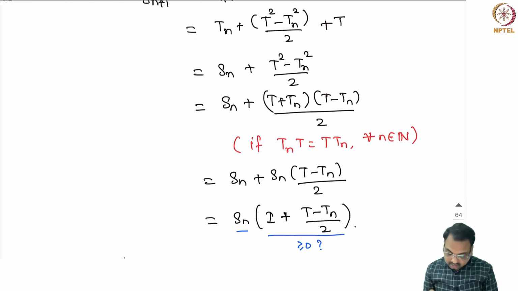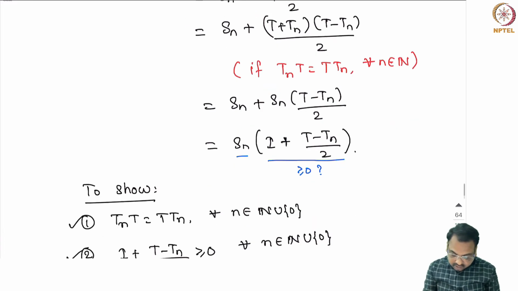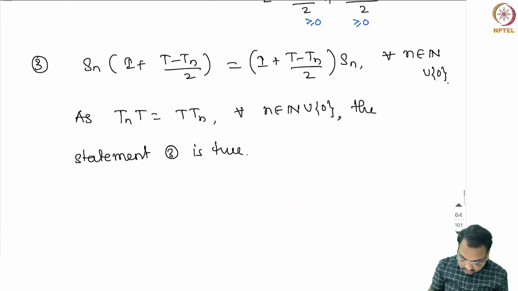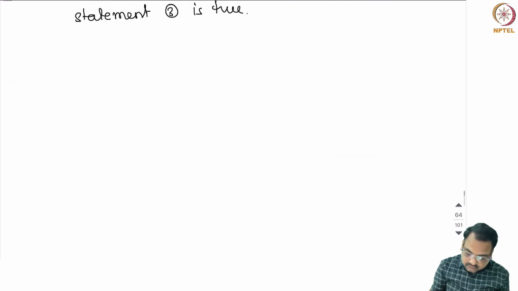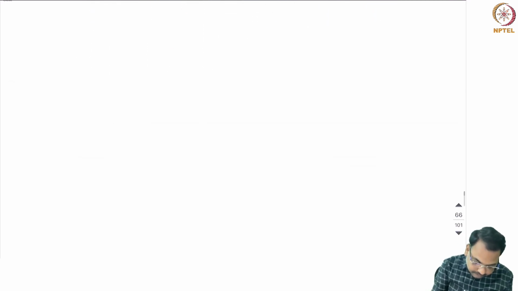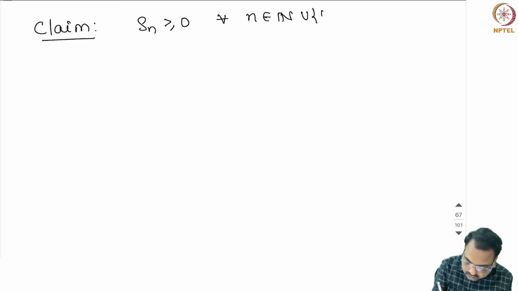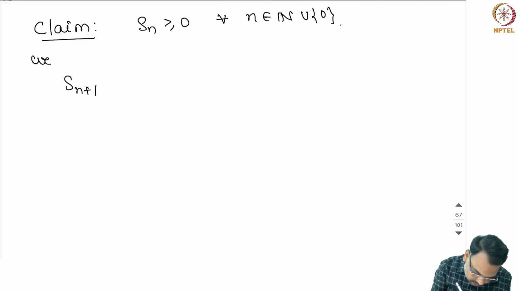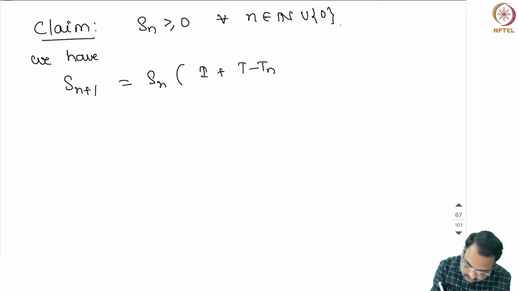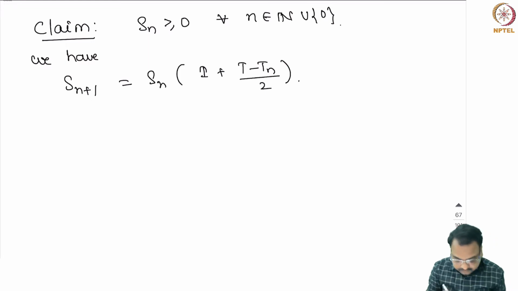We know that I plus (T minus Tn)/2 is positive. Now from this we want to show that Sn is positive. The next claim is Sn is positive for every n in N union 0. So we have Sn plus 1 is nothing but Sn into I plus (T minus Tn)/2.